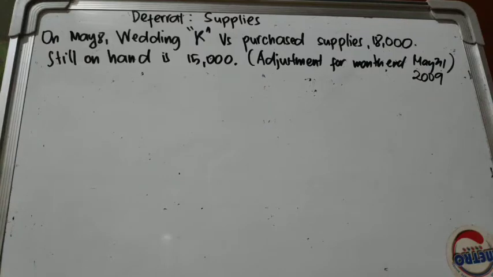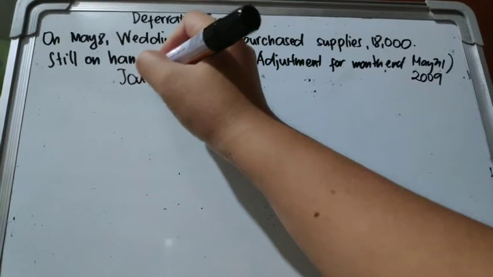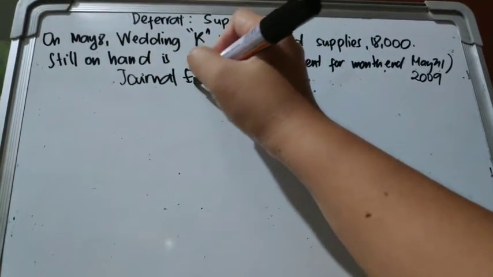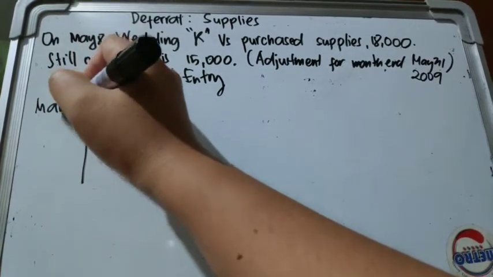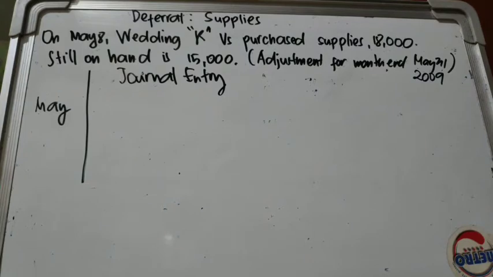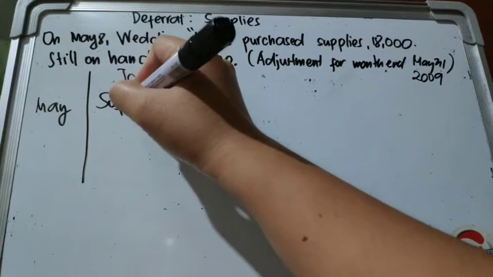2009. So the same process from the prepaid rent and the prepaid insurance, you are to enter your journal entry for May 8. The journal entry on May 8 is a purchase of supplies, meaning nag-purchase ka ng supply, so may supply na pumunta sa company mo. So it is the debit.